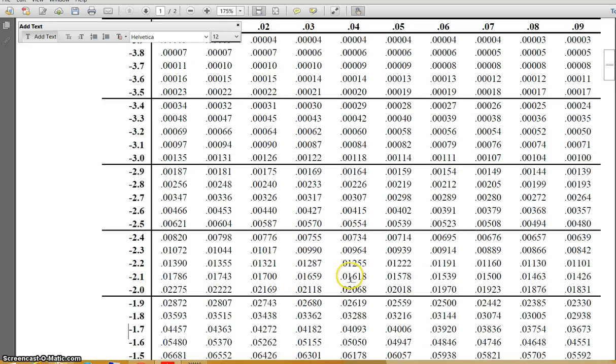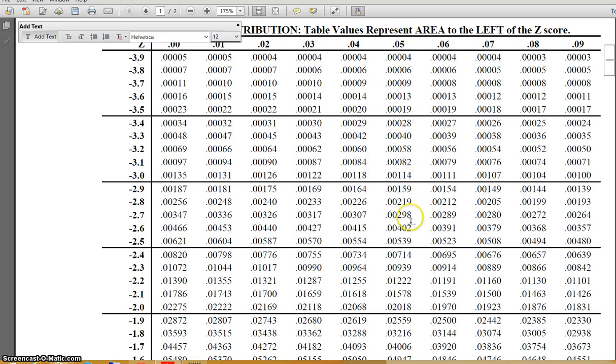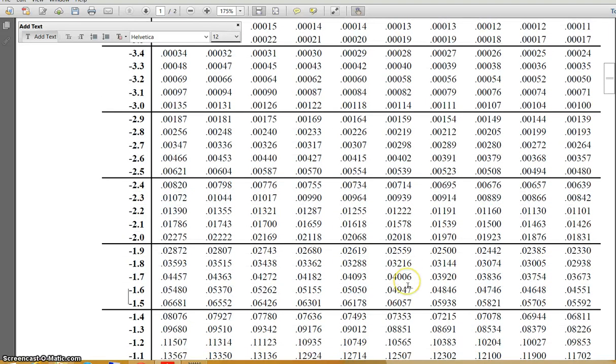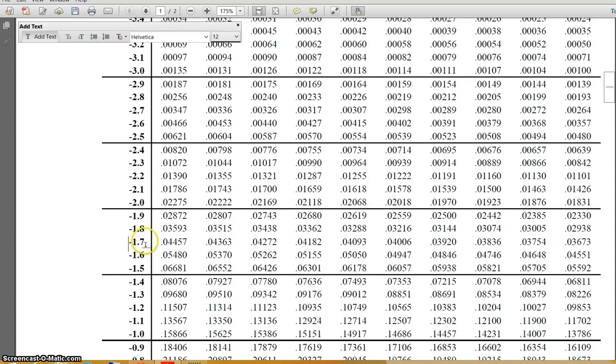Now I need to scroll back up and make sure I'm in the right column. So this is 0.05, and I need to then match up my negative 1.7 to the 0.05. So this number right here represents my p-value. So 0.04006 is the one-sided, the lower one-sided p-value for a negative 1.75 test statistic.